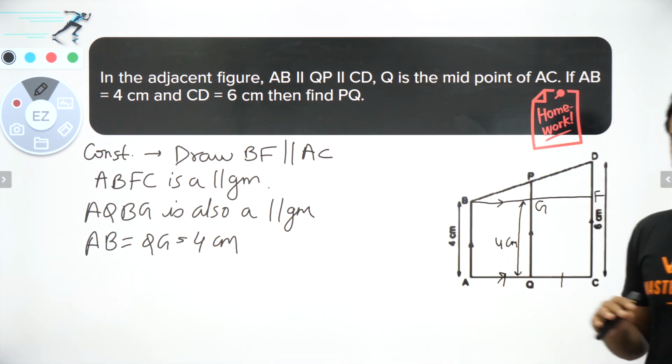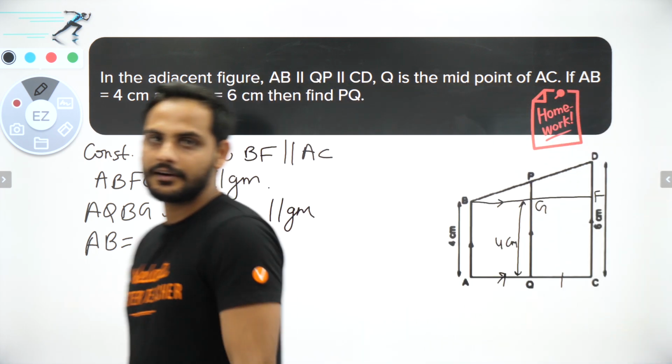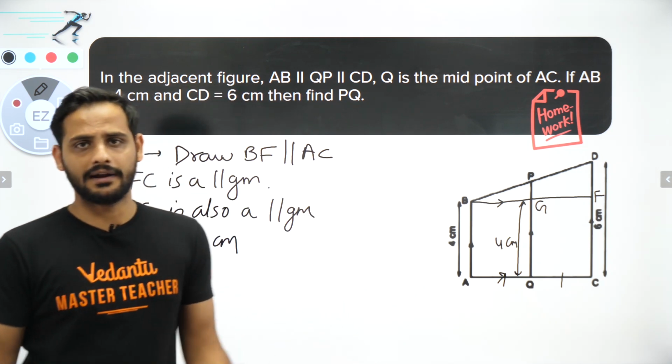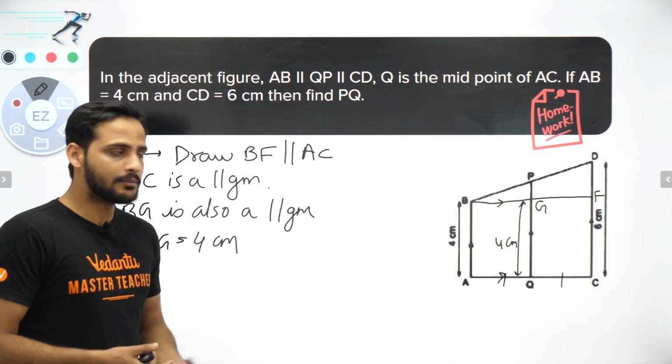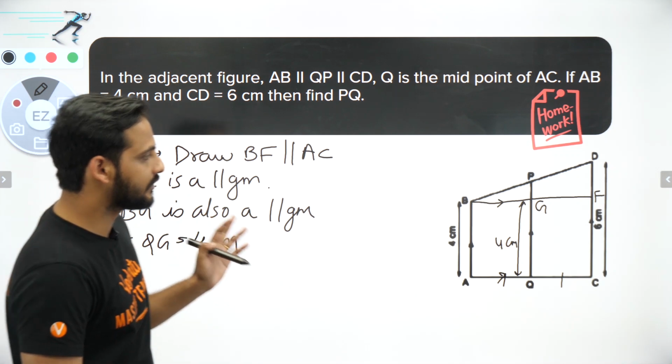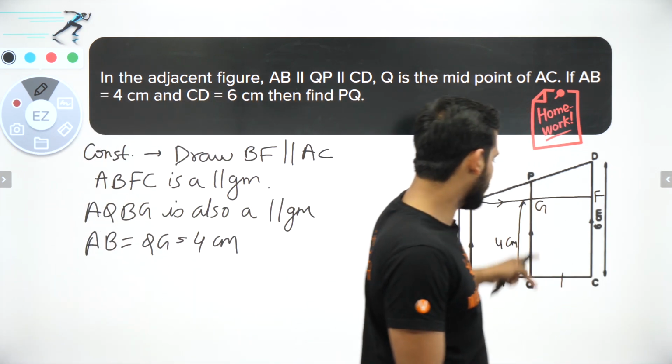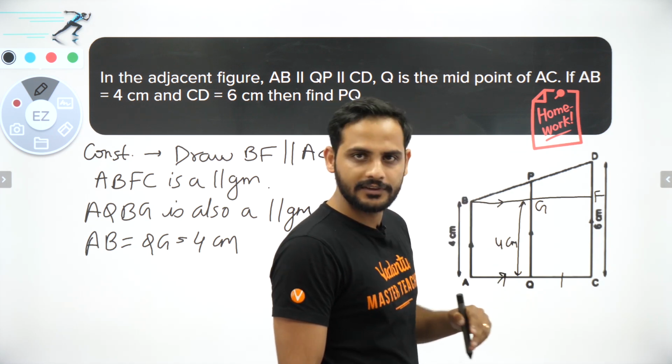What I have used is the property that for any quadrilateral to be a parallelogram, the two pairs of opposite sides should be parallel. If that is true, it will be a parallelogram. So now I have got the length of QG, which is equal to 4 cm. I need the length of PG. If I know the length of PG, I can say PQ will be QG plus PG, right?